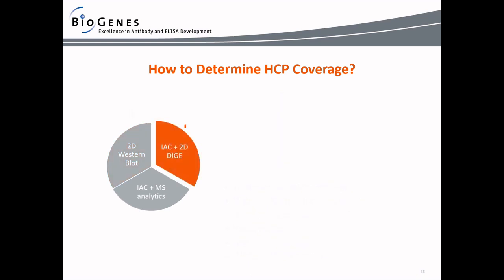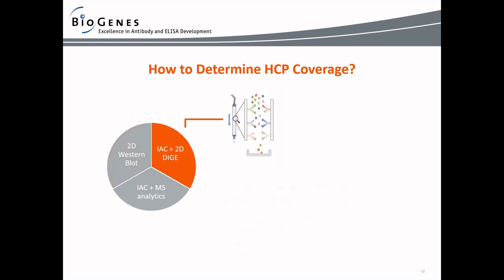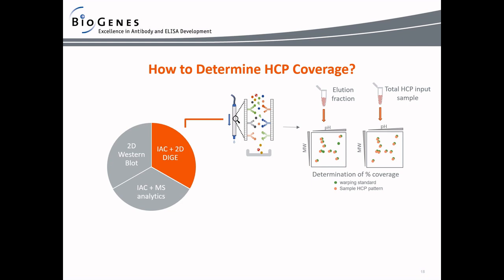Thereby, the HCP antibody is immobilized on a column matrix and the HCP sample of interest is applied. The non-binding HCPs will end up in the flow-through, while those HCPs which are successfully covered will be captured on the column. And then, after stringent wash steps, the bound HCPs are eluted and compared with the original input sample by 2D DIGE. And finally, a percentage coverage will be determined.